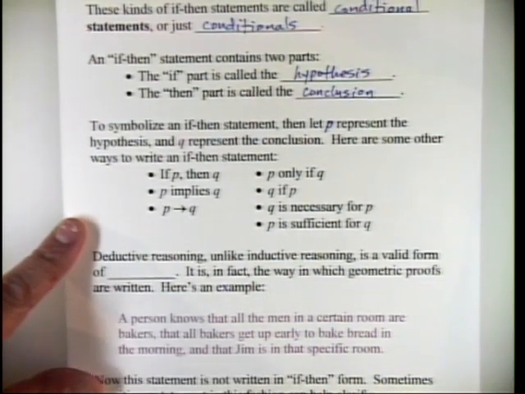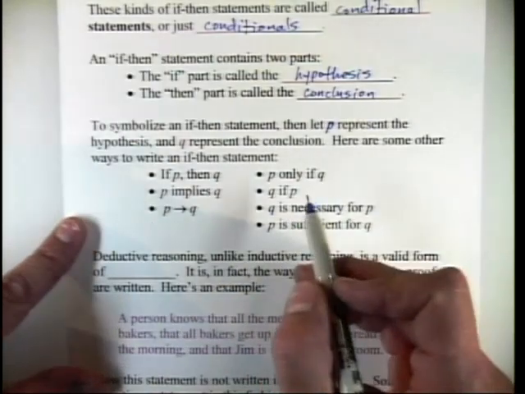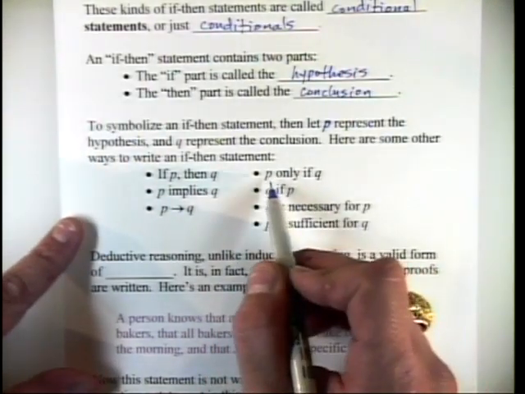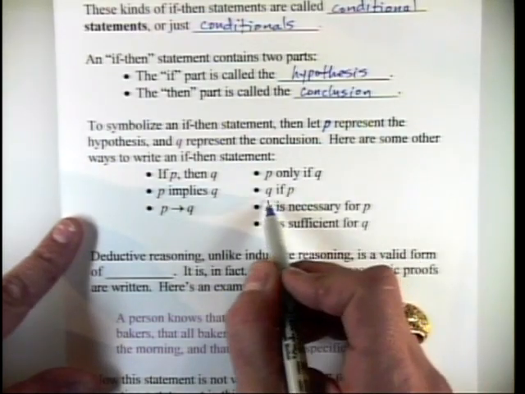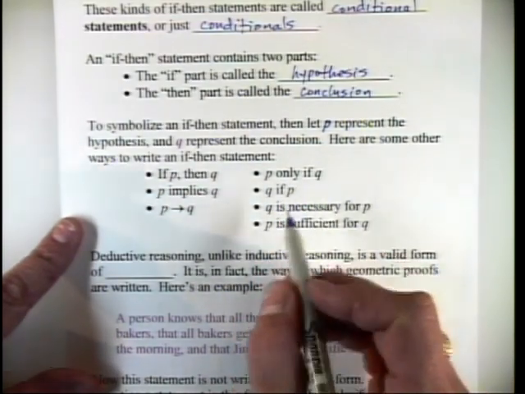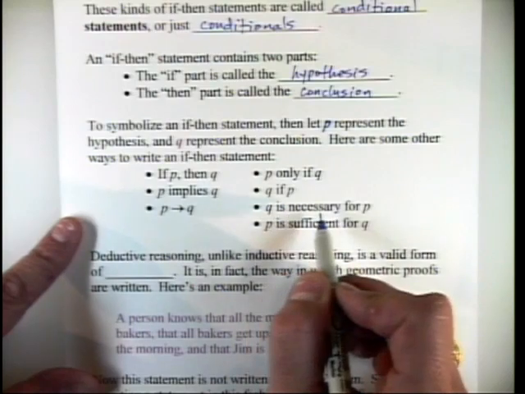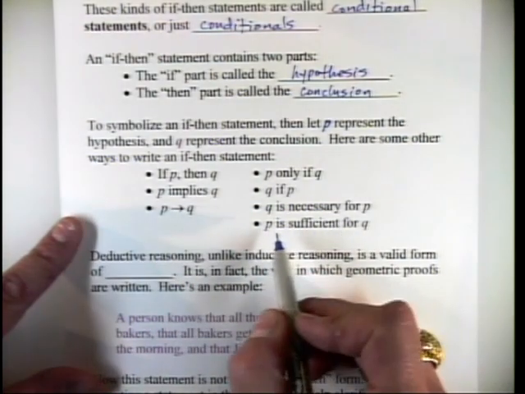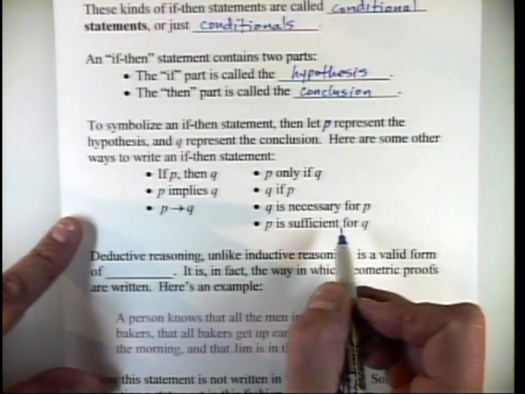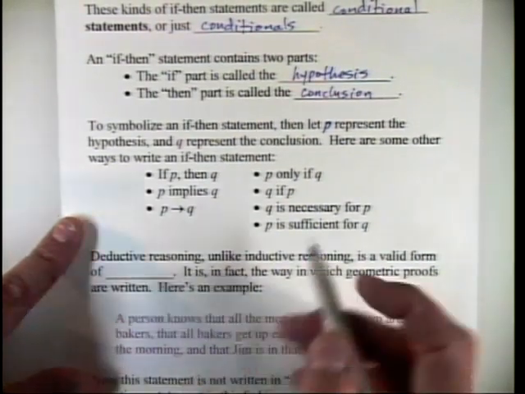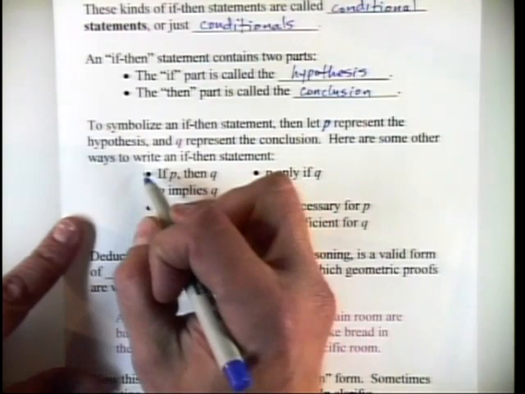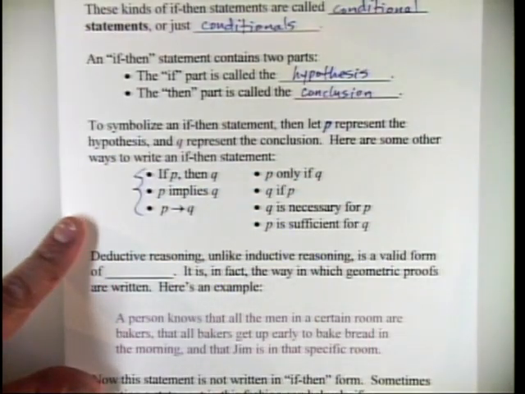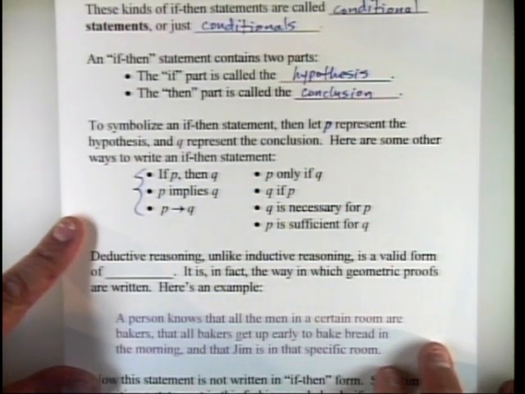You'll see those in your geometry class. There's also some more sophisticated ways to say it. We can also say P only if Q. We can say Q if P. We can then say Q is necessary for P, and we can also say that P is sufficient for Q to happen. All of these are equivalent statements. They all mean the same thing. Again, the ones you're probably going to encounter most often are these first 3.